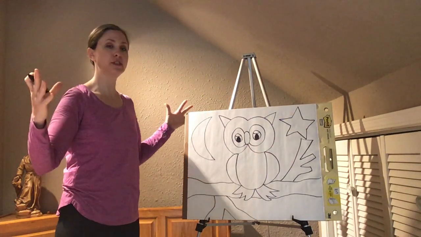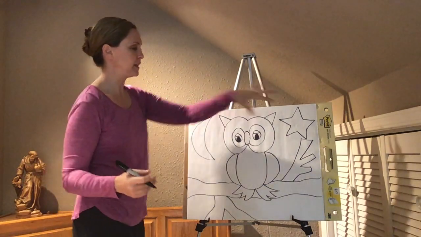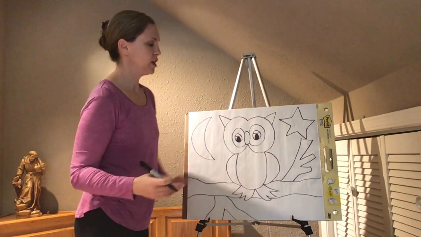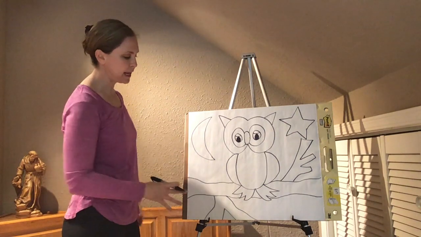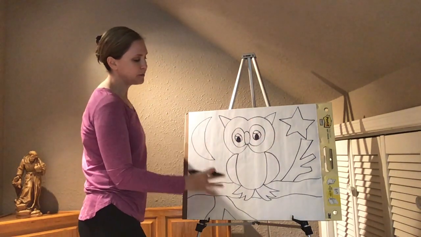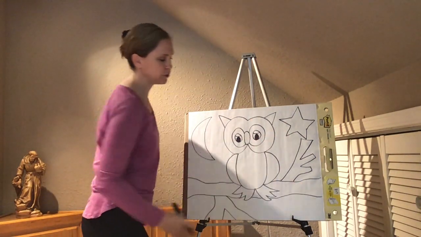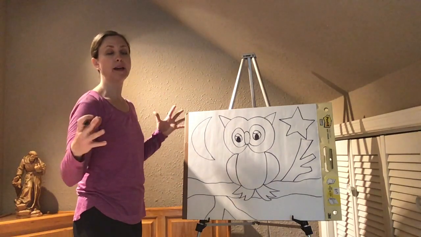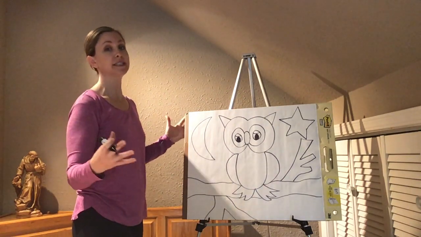All right, so I did my images big. I have my moon, my star, my owl, and my branch. The last thing I'm going to do is I'm going to break up the sky, and I'm going to break up below the tree branch into some smaller segments, but that are still large.